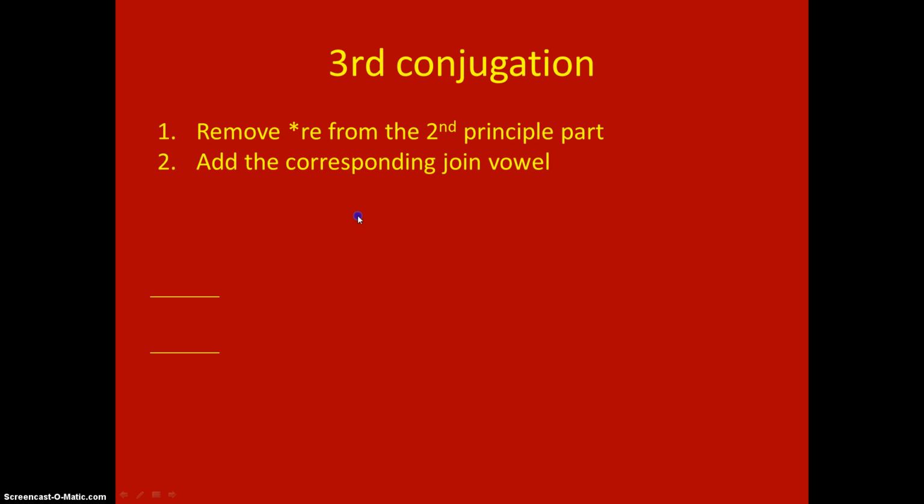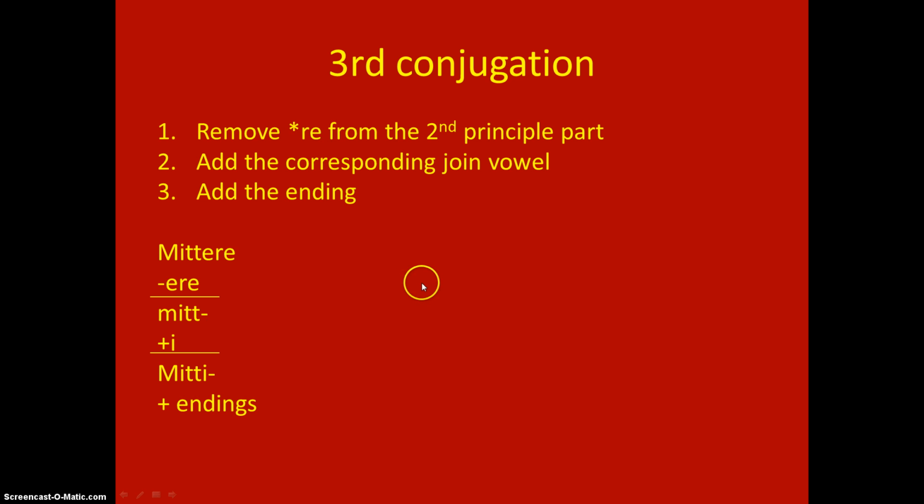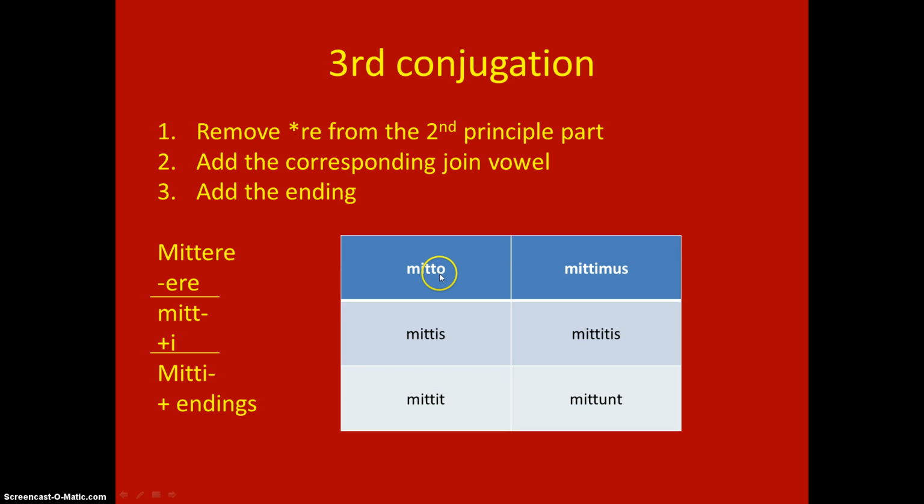Third conjugation, same pattern. Mittere minus ere plus our join vowel plus our endings. Mitto, remember I said a minute ago that in first and third we lose that join vowel before an o, and you can remember it because this was your first principal part. Mittis, mittit, mittimus, mittitis, mittunt. Remember we had that alternate join vowel? It was i/u. Before an nt, you're going to use the u ending instead of the i.